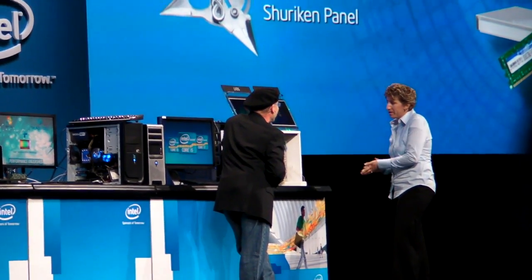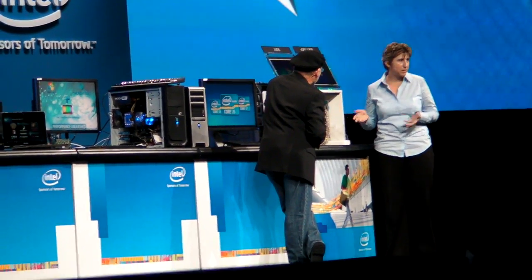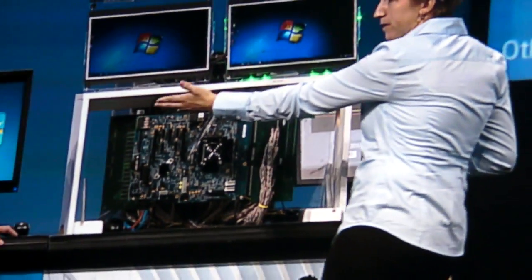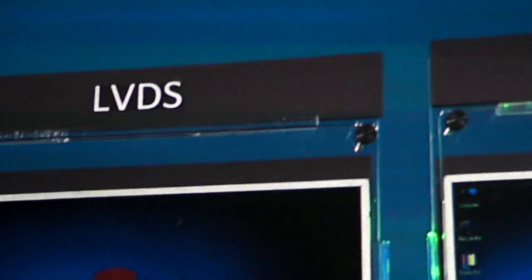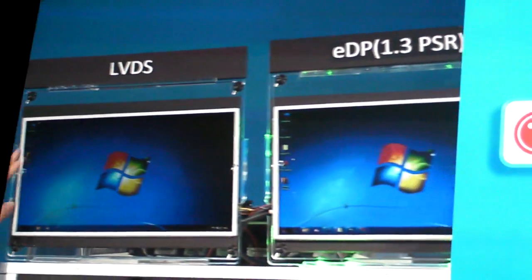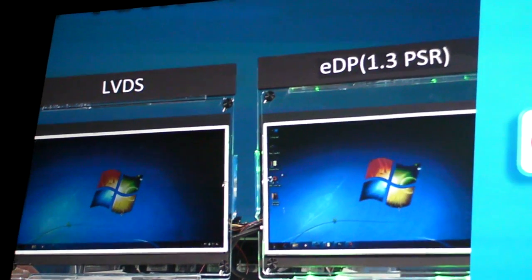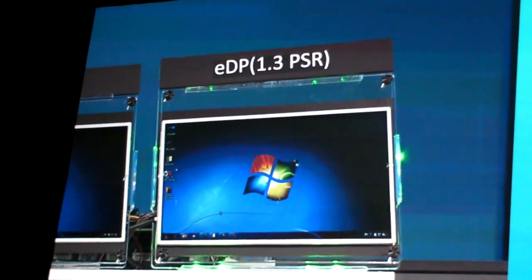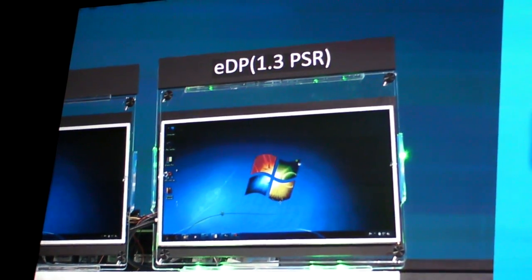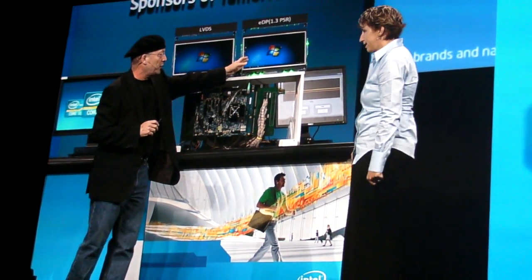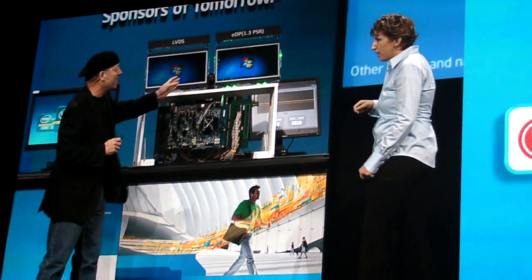What do you show us here? Here we go. What we've got here are two identically configured systems. The only difference between these two systems is the system on your left is using a traditional LVDS panel. Is it the traditional screen that people are using today? Absolutely. The system on the right is using an eDP 1.3 panel, which includes this new technology called panel self-refresh. So this is the panel self-refresh. Yes.